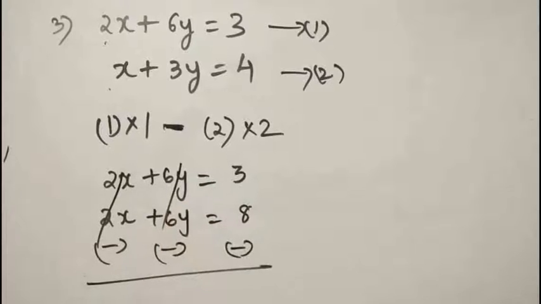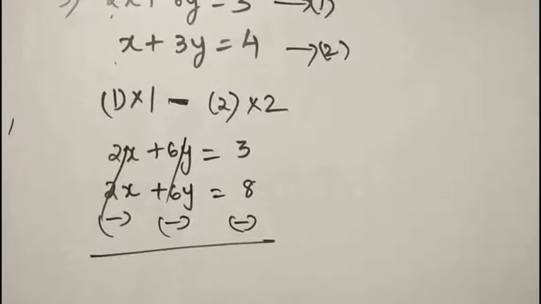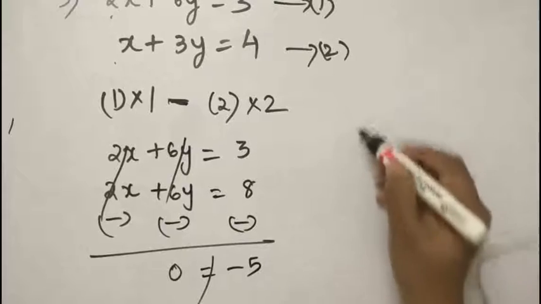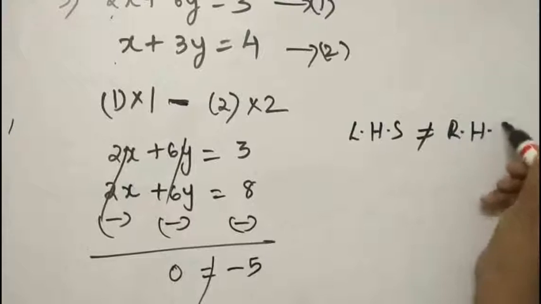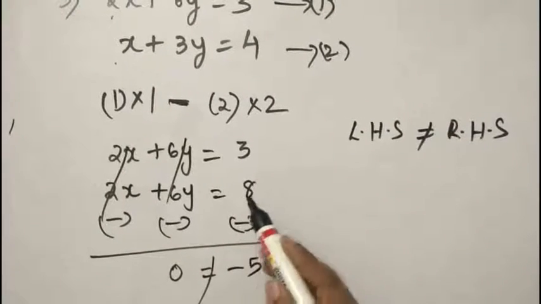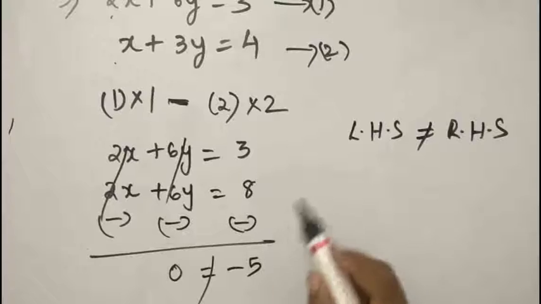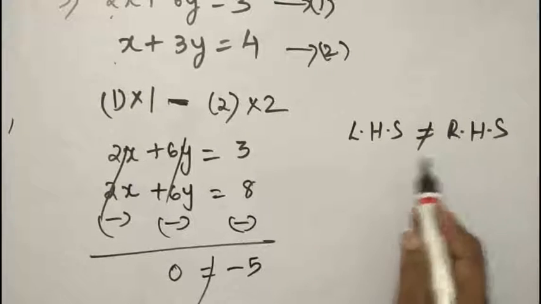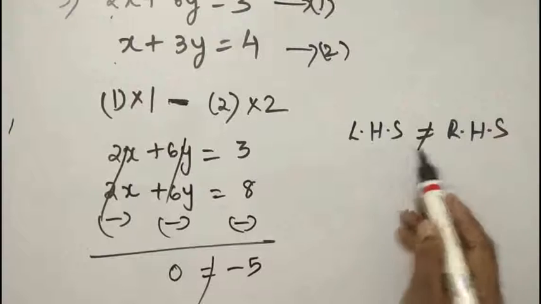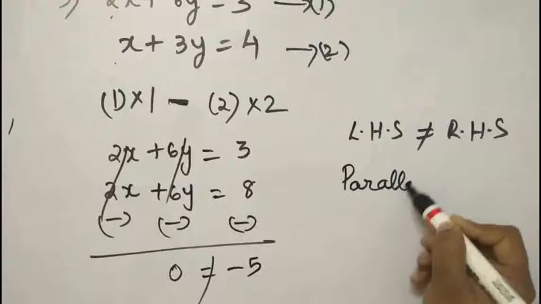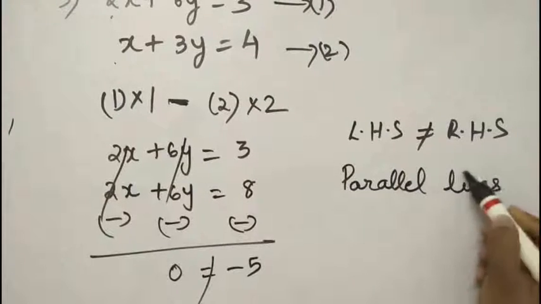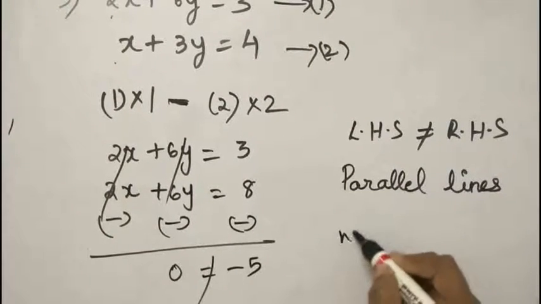These two get cancelled, these two get cancelled. You will get 0 equal to minus 5. So we got LHS not equal to RHS, as we studied now. After using the elimination method, if you solve the equations, we have to get LHS not equal to RHS, is it not, in case of parallel lines? So we got LHS not equal to RHS, which means these are parallel lines and they have no solution.